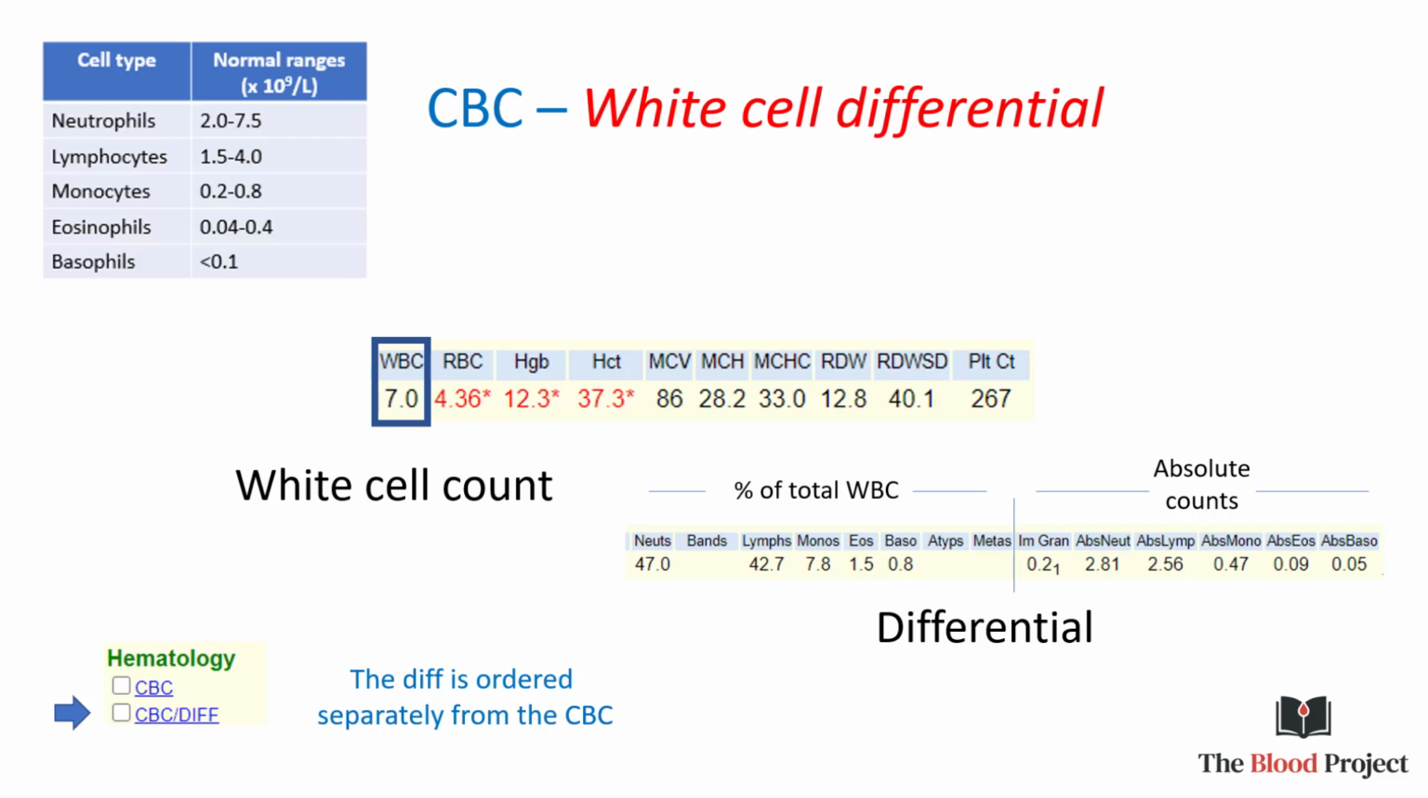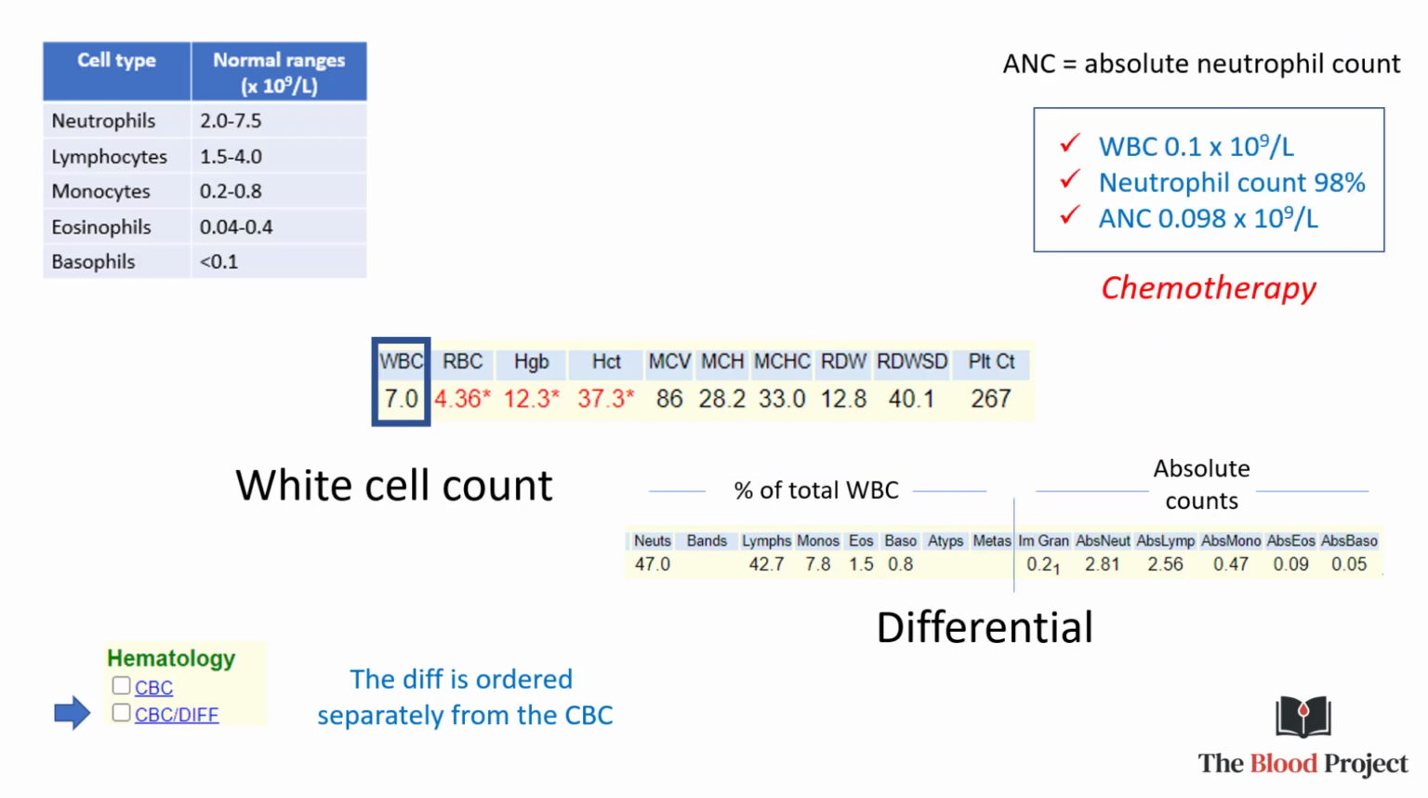Second, the results are often expressed in two forms, as a percentage of the total white cell count and as absolute counts. As a general rule of thumb, whenever you are provided with percentages and absolute numbers in hematology, ignore the percentage and focus on the absolute value. Let's look at two examples of how the percentage can be misleading.